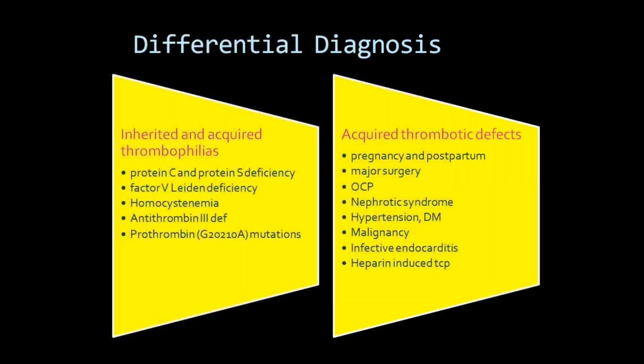What are the important differential diagnoses of antiphospholipid syndrome? You have to remember these: inherited and acquired thrombophilias, protein C and protein S deficiency, factor V Leiden. These are all usually causes of stroke in young. You can also have that perspective that protein C and protein S deficiency, factor V Leiden, homocystinemia, and all these things are causes of stroke in young. So they can become the differential diagnosis of antiphospholipid antibody syndrome. And of course, the other acquired things, acquired thrombotic states like pregnancy and postpartum, after major surgery and all those things.